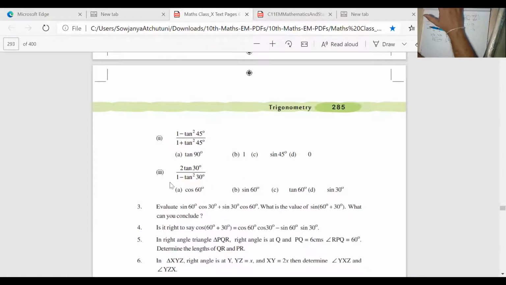So 2 tan 30 by 1 minus tan square 30. Let us see this. 2 tan 30 by 1 minus tan square 30. Let's see.